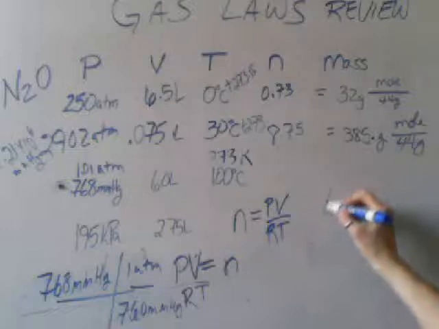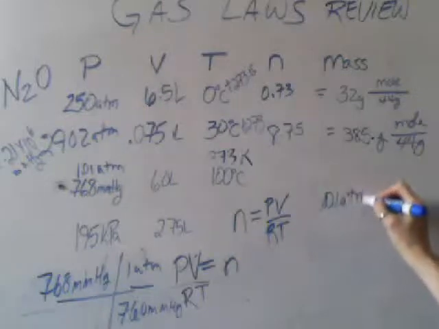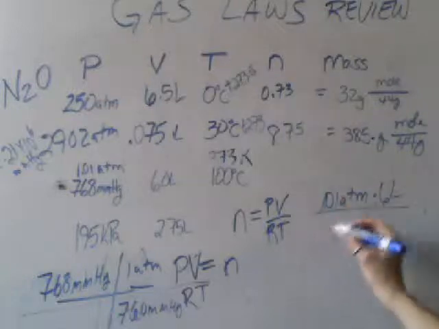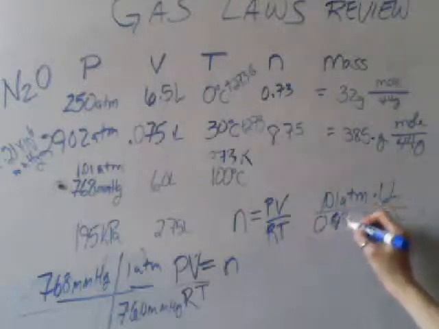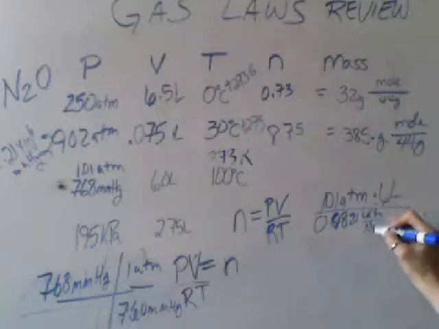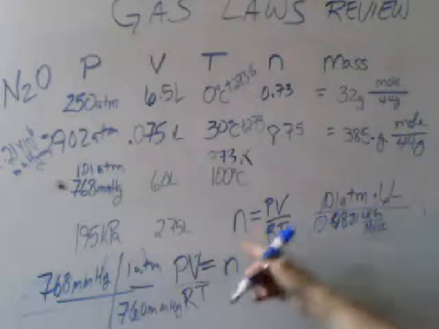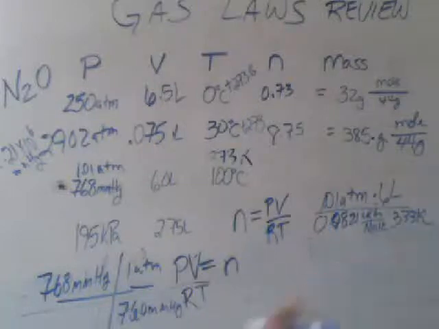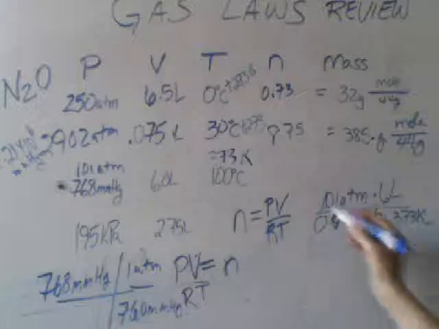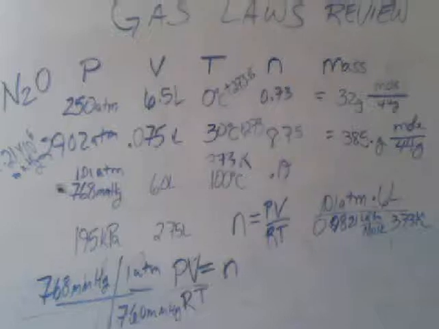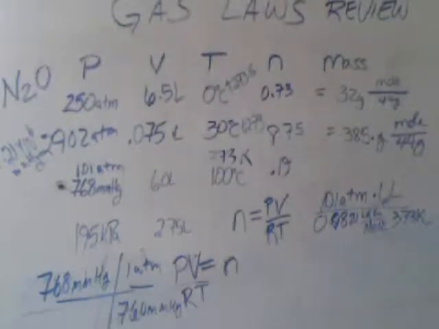Then we substitute in what we know. We know that our pressure is 1.01 atmospheres times our volume of 6 liters divided by R, 0.0821 liter atmospheres per mole Kelvin, and our temperature, which is 373 Kelvin. And so working all that together, we end up with 0.19 moles.